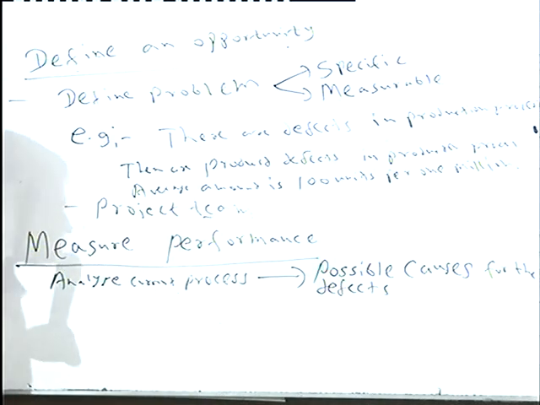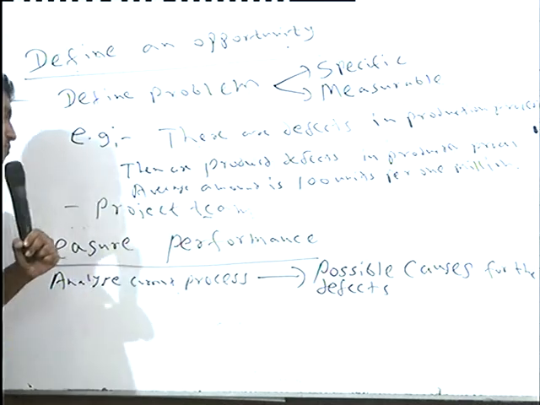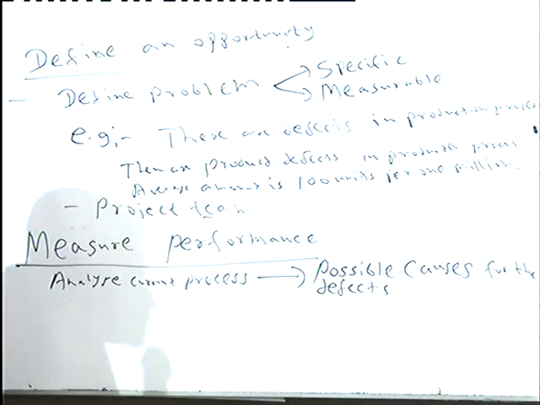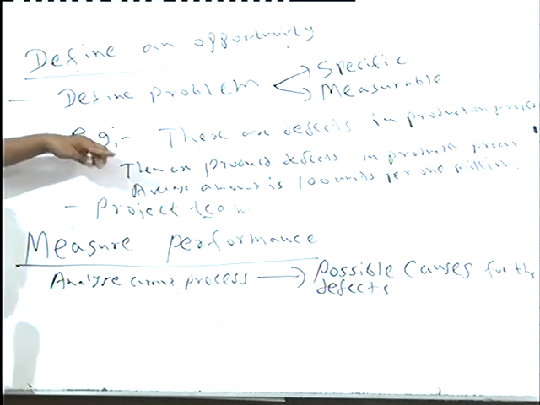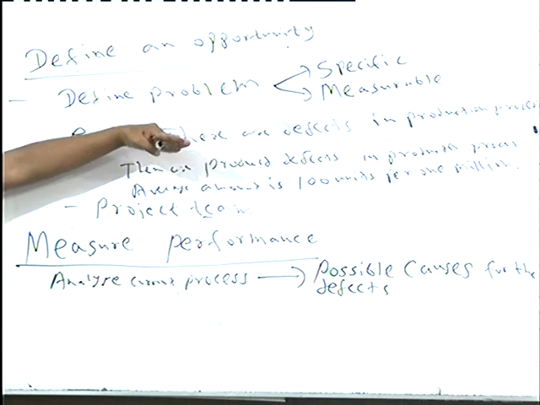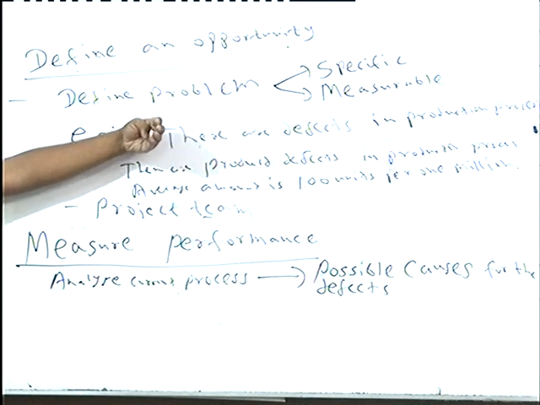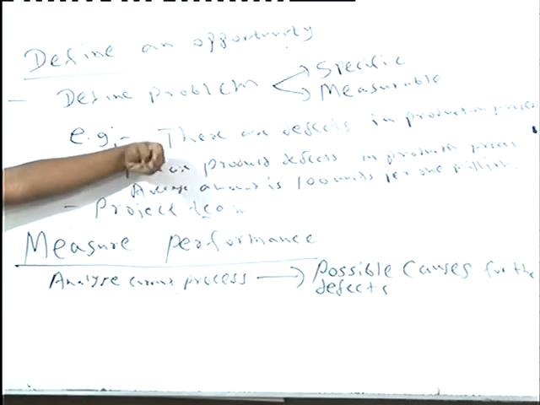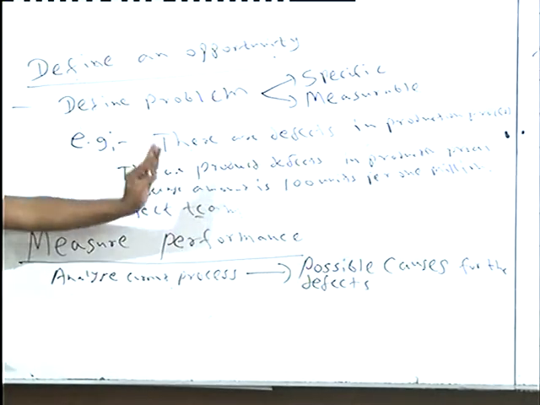Possible causes for the defects. Here, while you are analyzing the current process very carefully, you want to identify what the possible causes are. Possible causes mean the possible contributing factors that have resulted in the problem, that have created the problem. For example, our problem is that when we manufacture products, on average we experience 100 defective units per 1 million units produced.